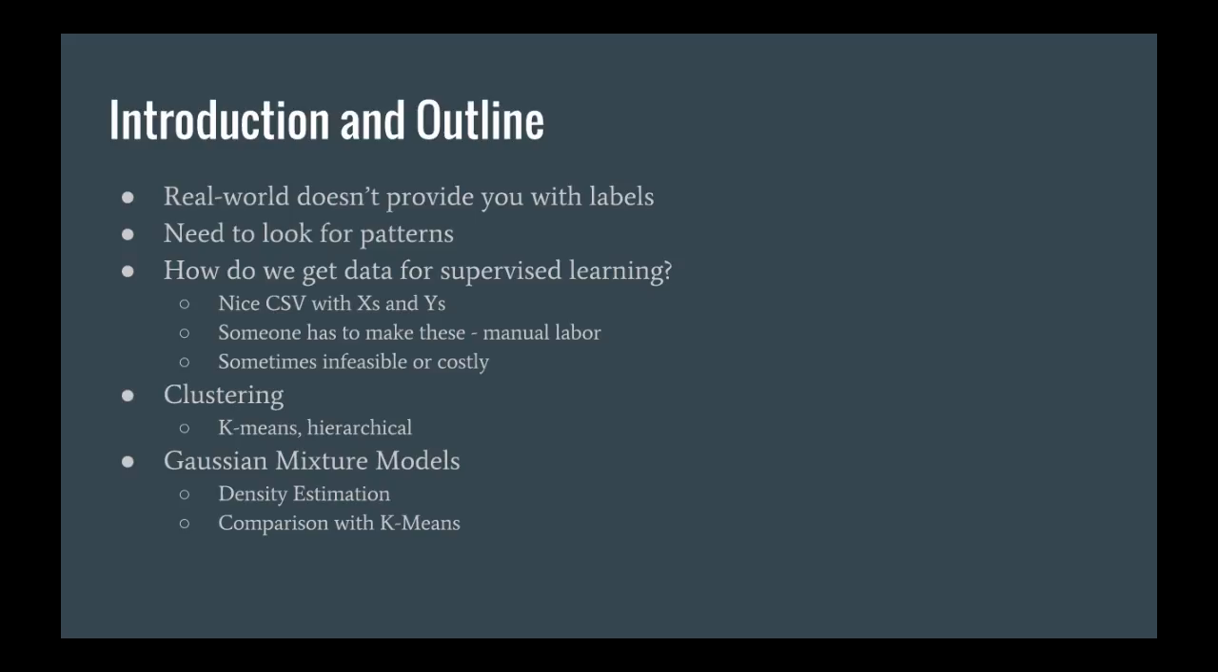Sometimes you don't have access to this kind of information, or it is infeasible or costly to acquire, but you still want to have some idea of the structure of your data. This is where unsupervised machine learning comes into play.